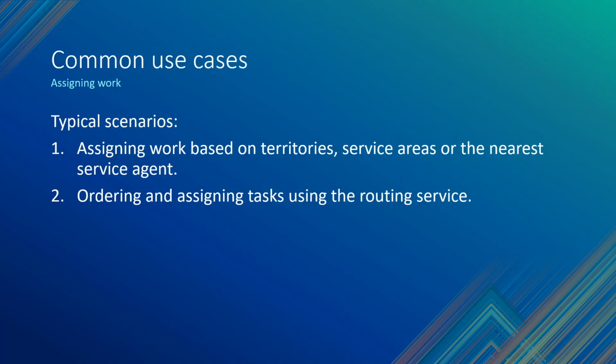On the side of assigning work, the common use case of assigning work, some typical scenarios that we see are being able to assign that work based on territories and service areas to find the nearest service agent. So as a work order gets submitted, making sure that that work is being addressed as soon as possible by the nearest agent, as opposed to somebody who's possibly 2 hours away, when it can be assigned to somebody who's perhaps 15 minutes away. And even ordering and assigning tasks using something like the routing service to find the closest facility.